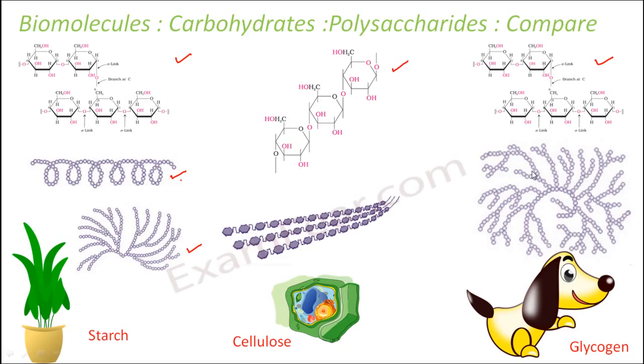As I mentioned before, since starch is used for storage in plants, similarly glycogen is used for storage in animals. That is why glycogen is often known as animal starch, because it serves the same role in animals as the starch does in plants.